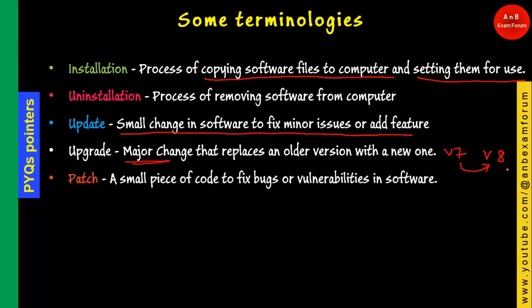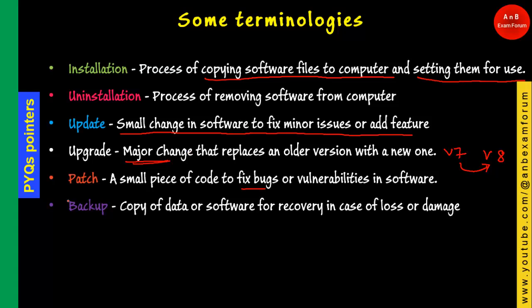What is a patch? Student, a patch is a small piece of code which is used to fix a bug and vulnerability in the software. It is similar to update, but a patch is generally a part of an update.